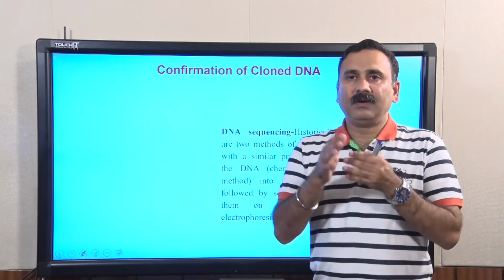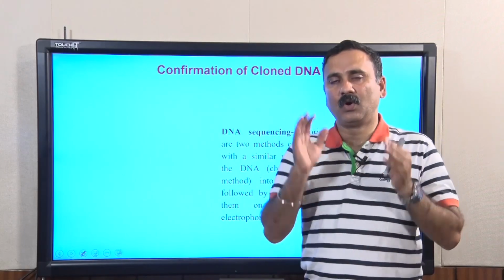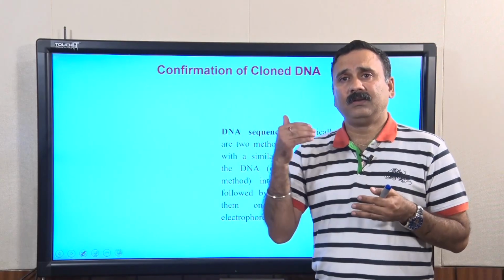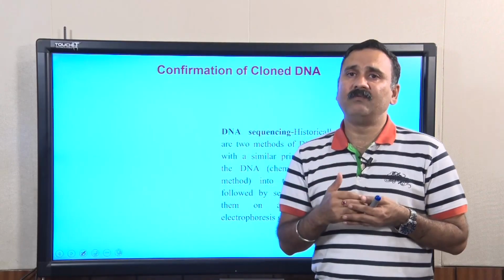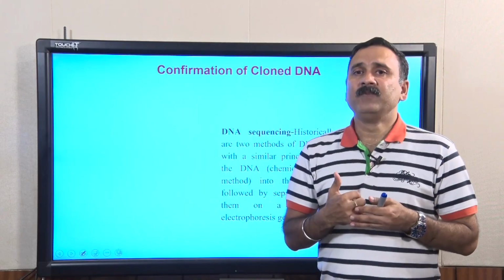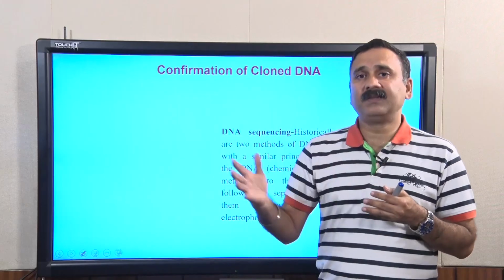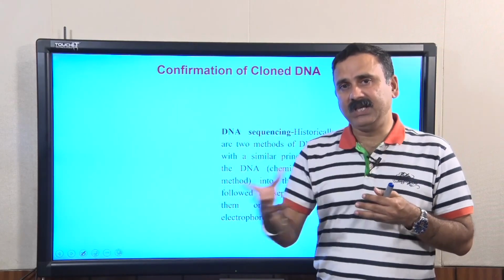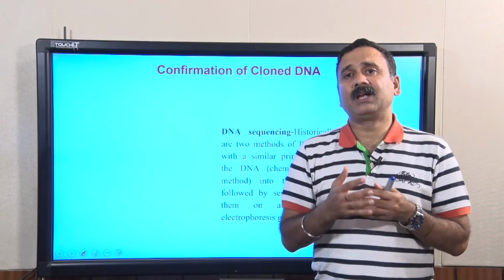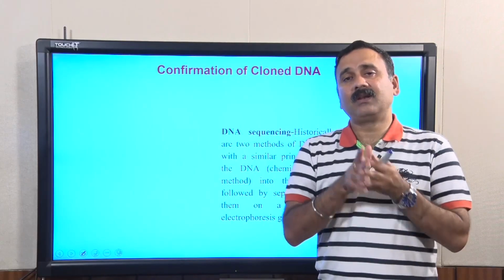And once you are sure that you have selected the desirable clones, the next step is that you have to confirm that your host is containing the clone which also contains the right gene. So, for confirming the clone, what you are supposed to do is sequence the complete gene to know that the foreign gene you have cloned is actually intact, it does not have any mutations and it is actually in the right frame.